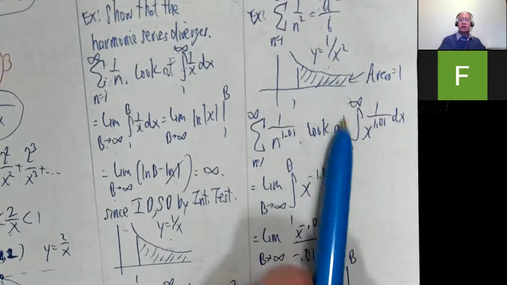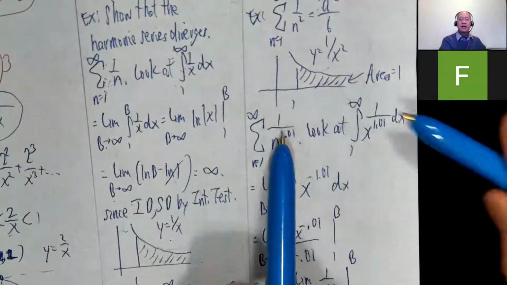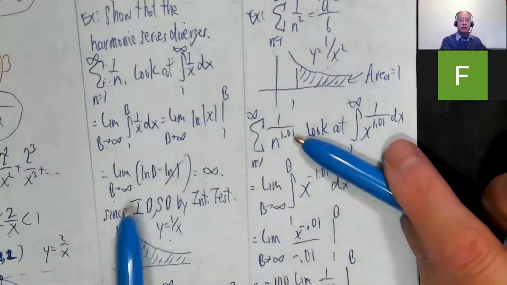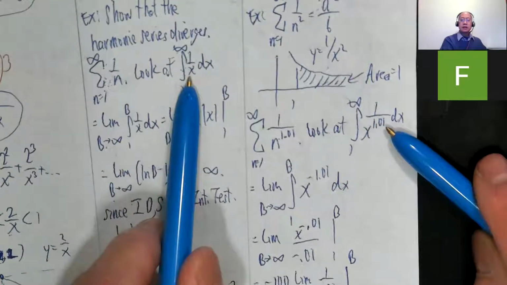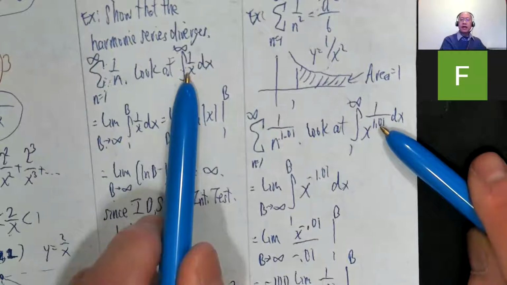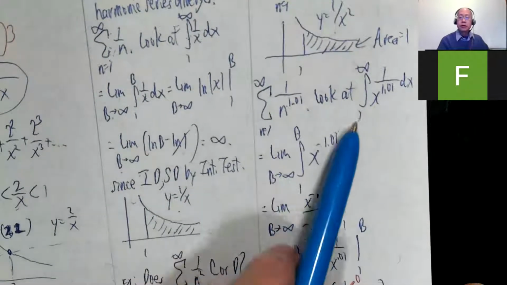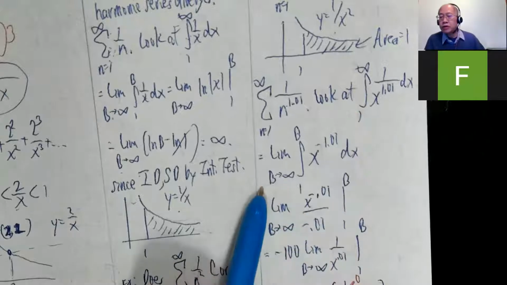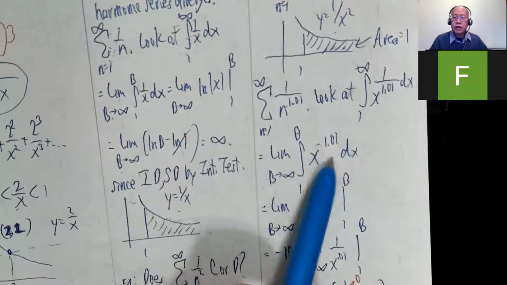By the integral test, compare it to this thing. It's not that far apart from this, you might think. 1 over x, that's like 1 over x to the 1. This is 1 over x to the 1.01. And yet, let's see what happens. We know how to do this improper integral: limit as b approaches infinity, integral from 1 to b, x to the negative 1.01 dx.